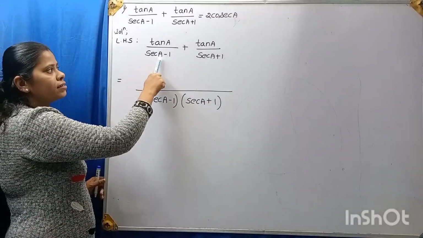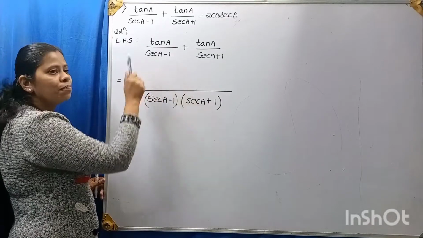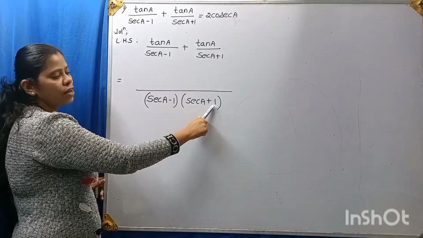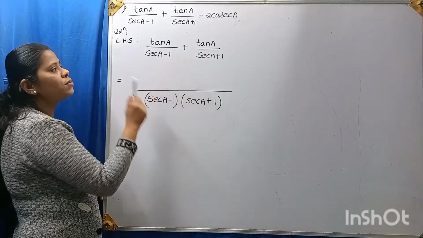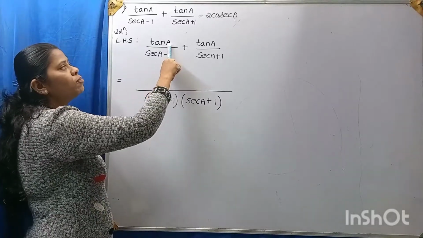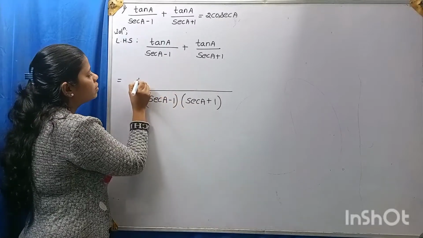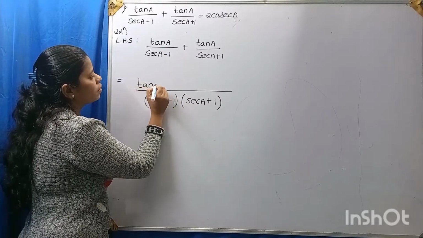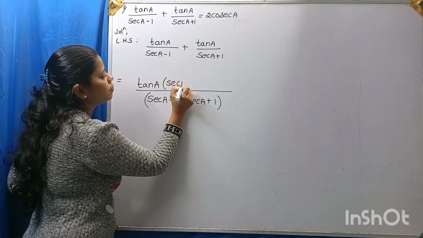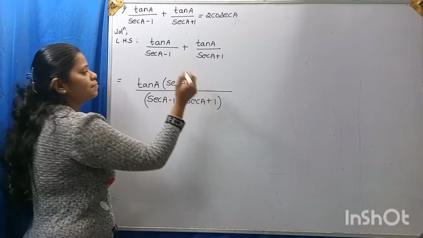Now look at this. Secant A minus 1 is in the denominator, but our LCM is secant A minus 1 into secant A plus 1. So we will multiply it by secant A plus 1. Therefore it will become tan A into secant A plus 1, plus.